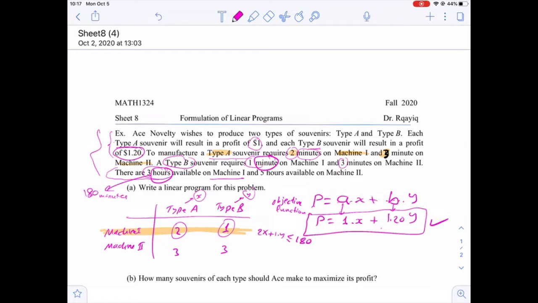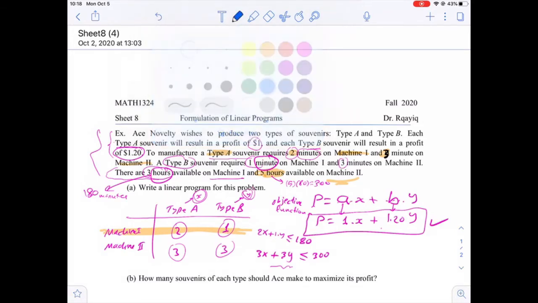And for machine 2, 3 minutes for each X plus 3 minutes for each item of type B should not exceed the maximum number of hours to work on machine 2, that is 5 hours. So 5 times 60 is equal to 300 minutes. So we only have 300 minutes, and this should be less than or equal to 300 minutes. We can't exceed this number. Now we have the constraints: 2x plus y less than or equal to 180 and 3x plus 3y less than or equal to 300.